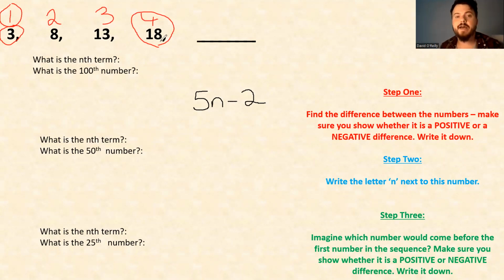So this nth term is a formula which shows how this sequence works, which means in order to find the 100th number, all I need to do is replace n with 100. So 5 times 100 is 500, minus 2 is 498. So the 100th number is 498. And what is the nth term? It's this one here, 5n minus 2. And that's it.